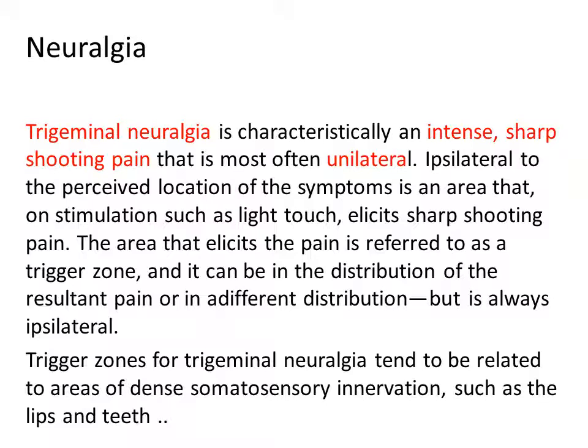Neuralgia, like trigeminal neuralgia, is an intense, sharp, shooting pain, unilateral, ipsilateral too, that precedes the location of the symptoms in the same area. This type of pain has a trigger somewhere, and that trigger is always in an area that is well innervated, at the same site as the neuralgia. Because the lips, the gum, and the teeth are well innervated, maybe they are the cause of the trigger.